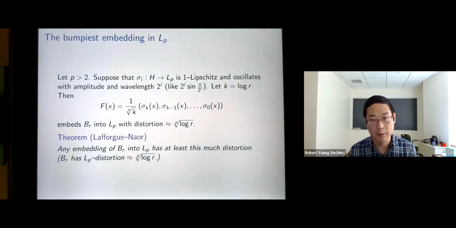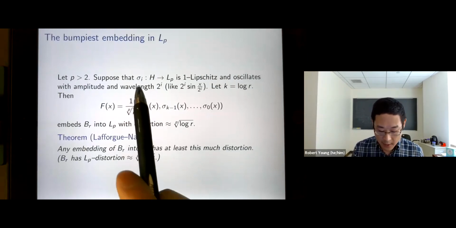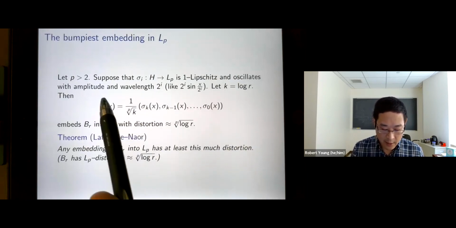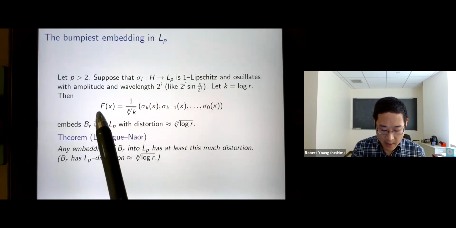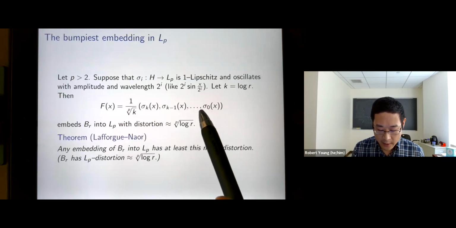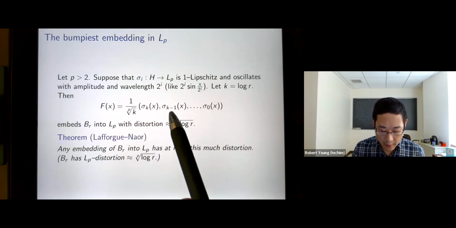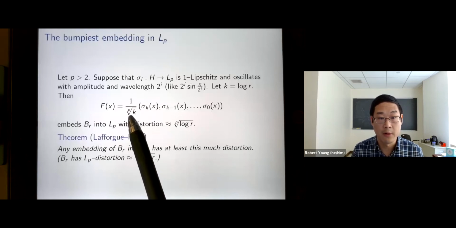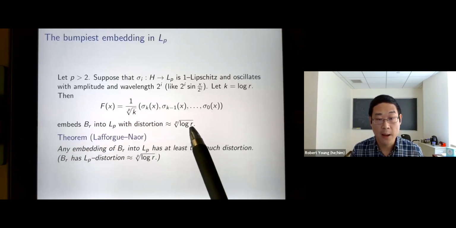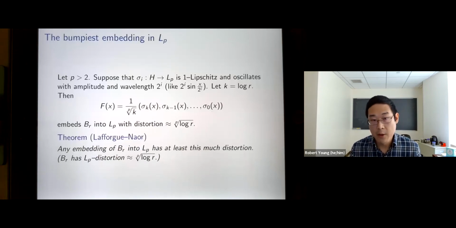If we do exactly the same construction that we did for L2, except we do it in L^p, then we can do the same thing. We have these 1-Lipschitz functions with amplitude and wavelength on the order of 2 to the i. We can construct a map F by setting each coordinate to one of these functions. And each of these coordinates is 1-Lipschitz. So in order to make the whole thing 1-Lipschitz, we normalize by a factor of 1 over the pth root of k rather than the square root of k. And that gives us a map with distortion on the order of the pth root of log r. We get bumpier curves, we get bumpier embeddings, we get lower distortion.